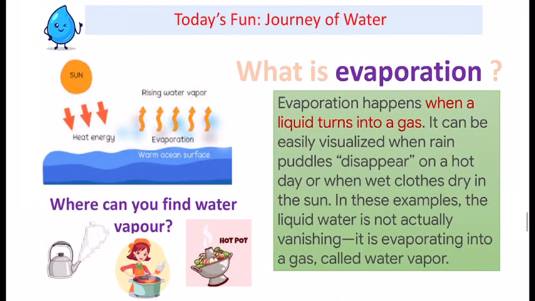What is evaporation? Evaporation happens when a liquid turns into a gas. It can be easily visualized when rain puddles disappear on a hot day or when wet clothes dry in the sun. In these examples, the liquid water is not actually vanishing. It is evaporating into a gas, called water vapor.